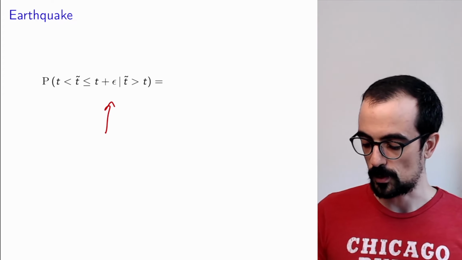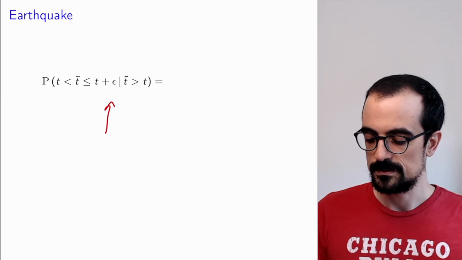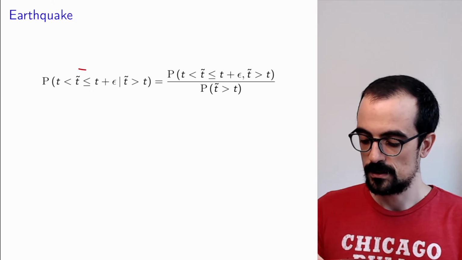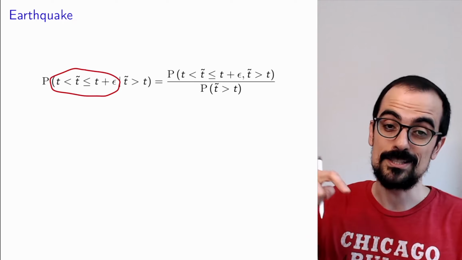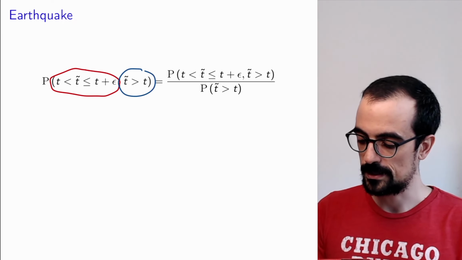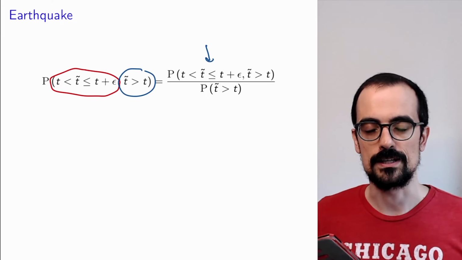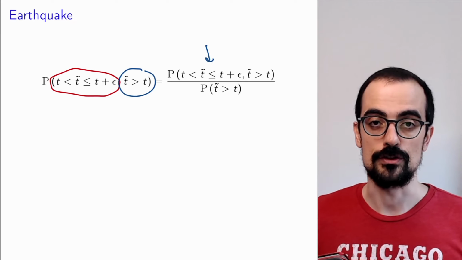So this conditional probability, what is it? Just by definition, it's equal to the probability of the intersection between this event and this event, which is here, and the event that we're conditioning on, divided by the probability of the event that we're conditioning on.